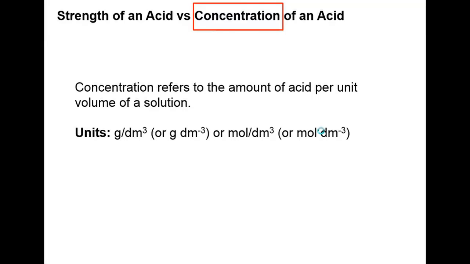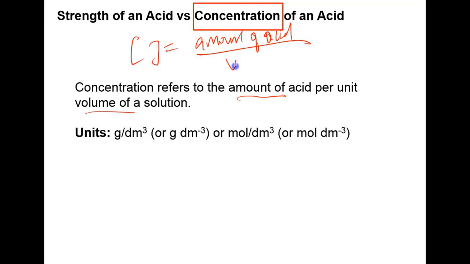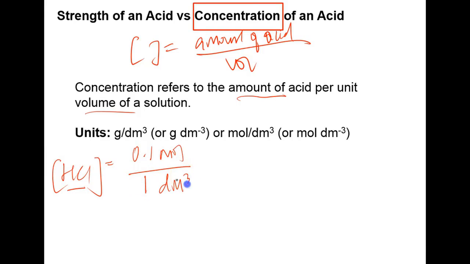So now let's move on to concentration of an acid. So versus strength, what is the difference? Concentration is simply the amount of acid per unit volume. So I can have a concentrated weak acid and I can have a dilute strong acid. So for example, if I have HCl, this is a strong acid. If let's say I only have 0.1 mole in 1 dm cube of solution, my concentration would be 0.1 moles per dm cube.